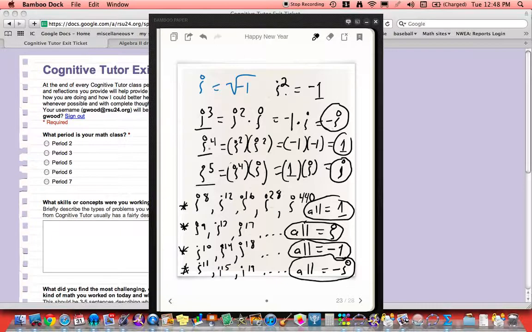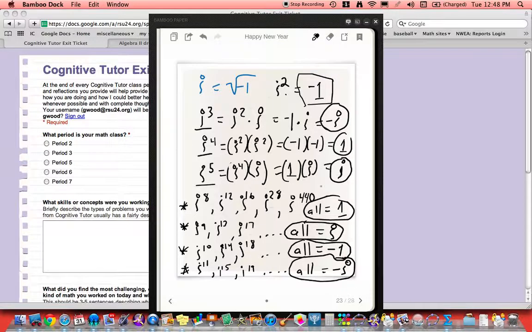i to the fourth is i squared times i squared. We know what i squared is. By definition, it's negative 1. Negative 1 squared, negative 1 times negative 1, is equal to 1. Continuing on, i to the fifth has to be i to the fourth times i. We know that i to the fourth is 1. 1 times anything is itself, so i to the fifth is 1 times i, which makes it i.